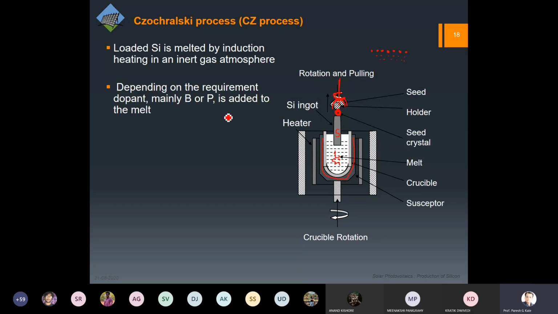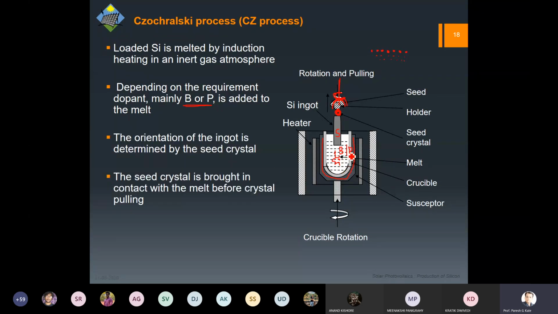Now in this melted silicon we can add the dopant, whatever we wish, either B or P, and depending upon that we can have P-type or N-type silicon. So you can see that we have removed the impurities, and now when we add this B and P, we can add it in a controlled manner. We know how much B or P dopant we have in this melt, to a very precise level. The orientation of this ingot will be dependent on whatever seed we started with.